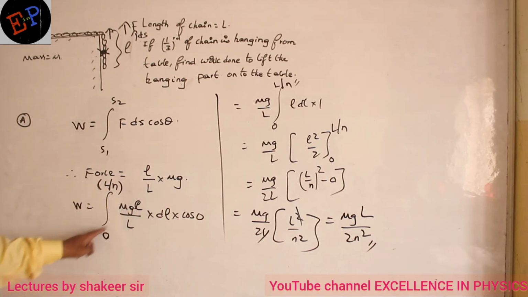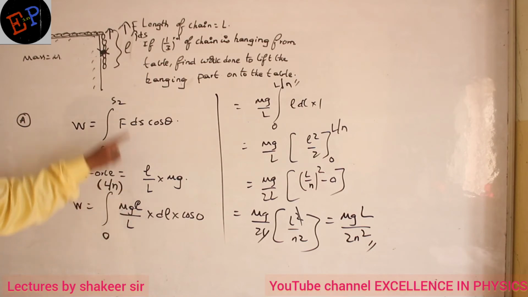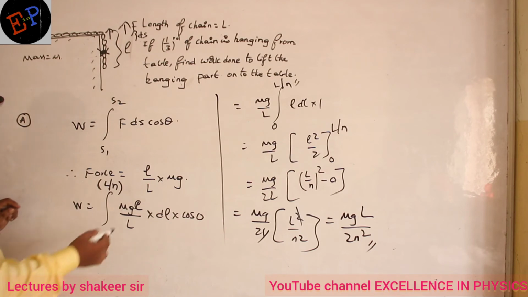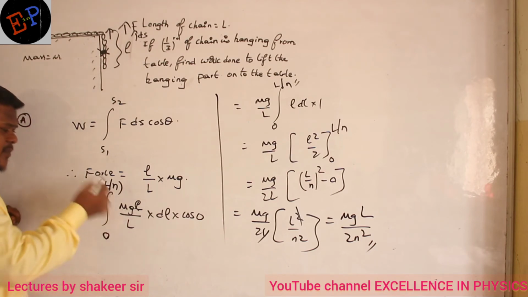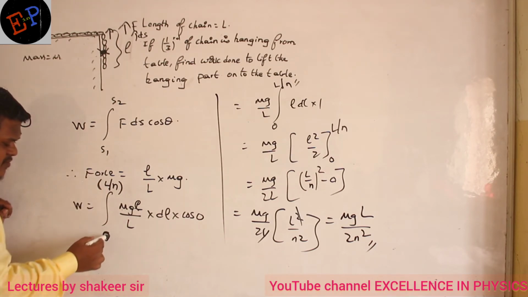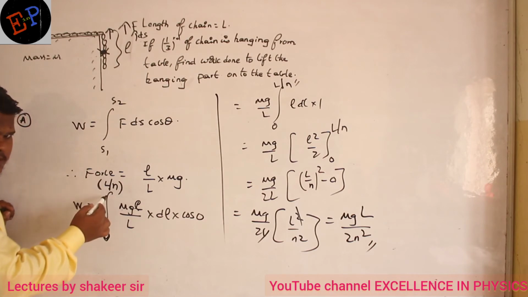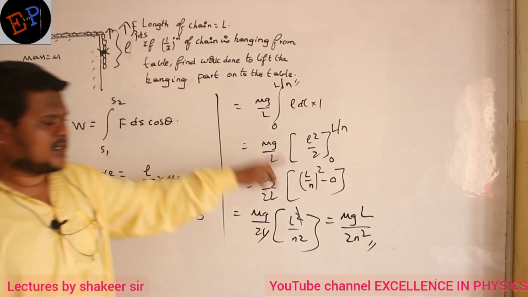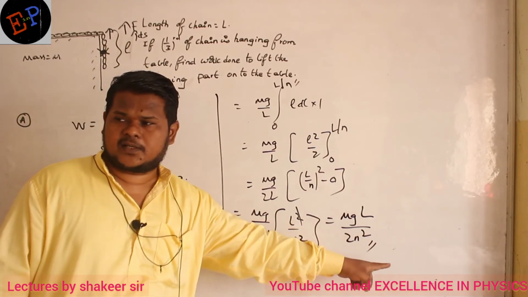To do integration, definitely you require a variable, no? And what is the variable here? The hanging part of the chain is the variable. Clear? So you will write that first in terms of the variable, then you apply the limits. First you will start from 0, then you will pull how much part of the chain? L by N part of the chain. And here what is the N value? 3. So again substitute 3 here. Again you will get mgl by 18.